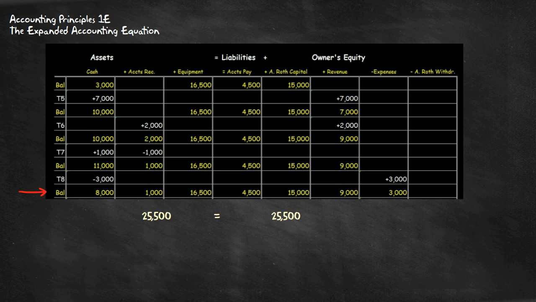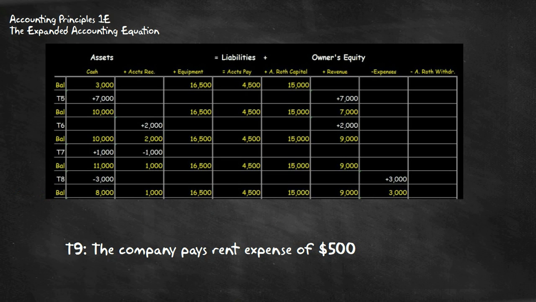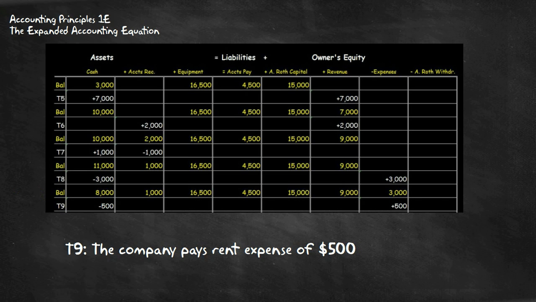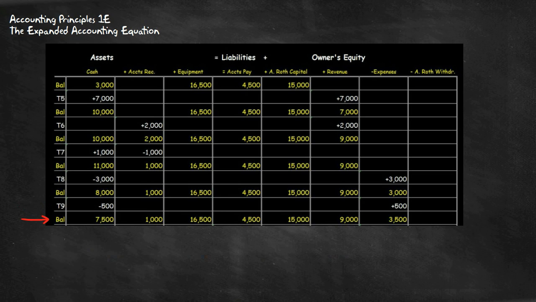Let's look at transaction 9. The company pays rent expense of $500. So again, if we analyze it, we pay rent, and are going to reduce cash by $500. Rent is an expense, so I will increase the total amount of expenses the company incurred. Thus now my cash account balances to $7,500 and expenses increase to $3,500.